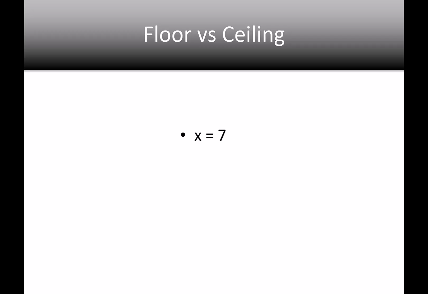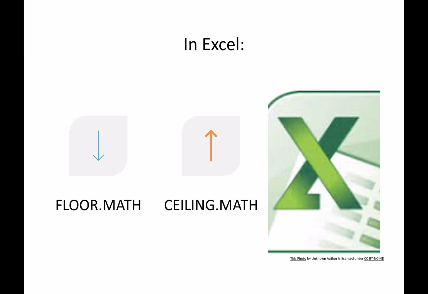Let's talk about what happens if you get an integer. In that case, the floor and the ceiling will be the same. If I give you 7, the floor and the ceiling are also both 7. The floor and ceiling are very common functions, and you'll find them in programs like Excel. In Excel, notice it's floor.math and ceiling is ceiling.math.